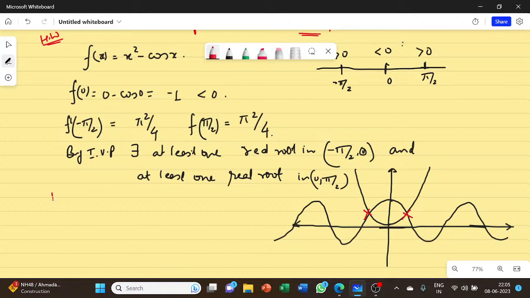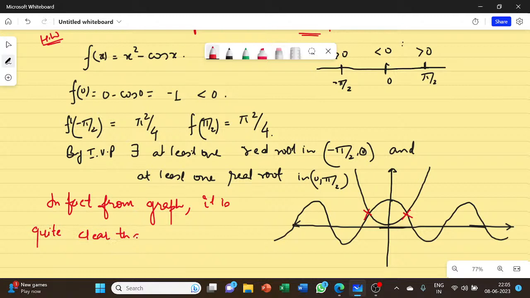So in fact, from the graph it is quite clear that there are exactly two real roots. But from the intermediate value property, you can only assert that there exists at least one real root in minus pi by 2 comma 0 and at least one real root in 0 comma pi by 2. From the graph, it is evident that it is not at least, rather it is exactly two real roots here. So you'll get exactly two real roots. I hope it is clear.